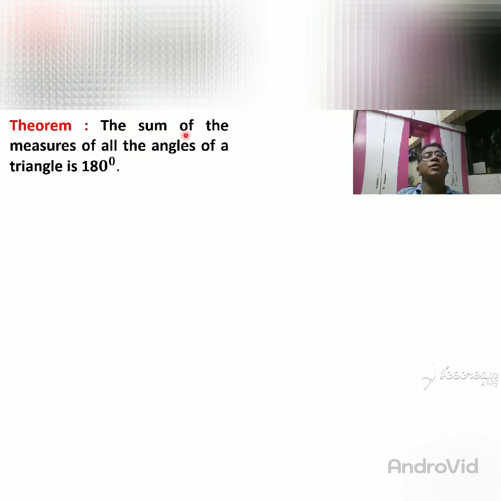The sum of the measures of all the angles of a triangle is 180. It is given only in words. That sentence, that statement, is given to you: the sum of the measures of all angles of a triangle is 180. Okay, so that statement is called a theorem. The sum of the measures of the angles of a triangle is 180 degrees, and that you want to prove.